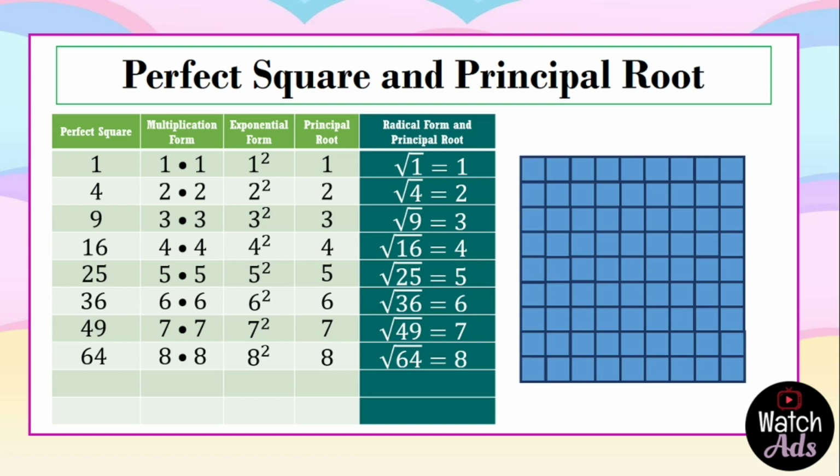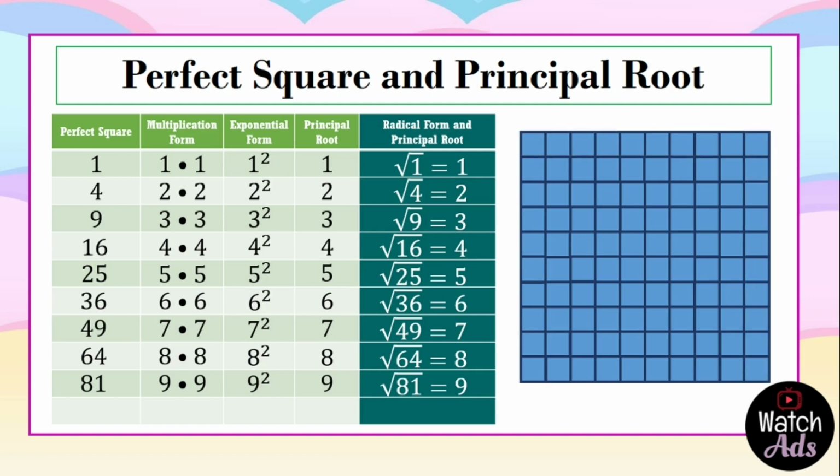Adding more squares, we have 9 units per side. 9 multiplied by 9 gives us 81. Its multiplication form is 9 multiplied by 9. Its exponential form is 9 squared. And the principal root is 9. Therefore, in radical form and principal root, we have the square root of 81 is equal to 9.